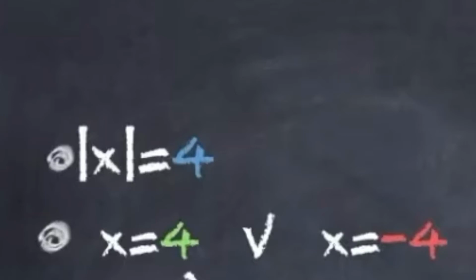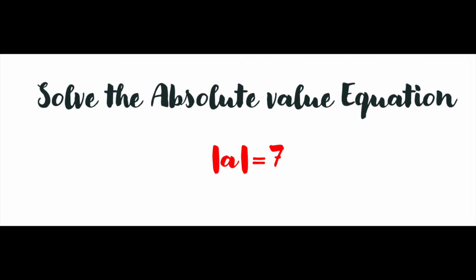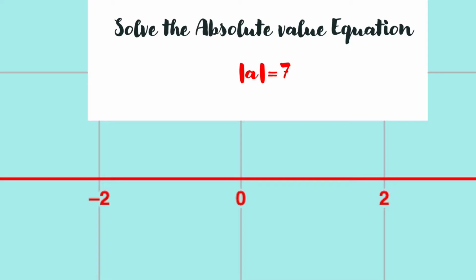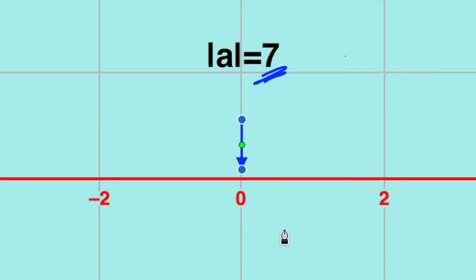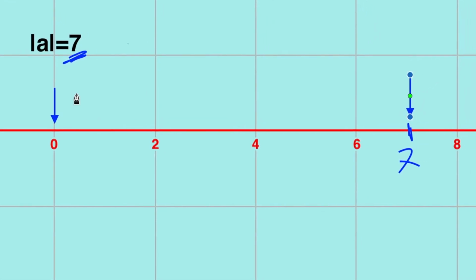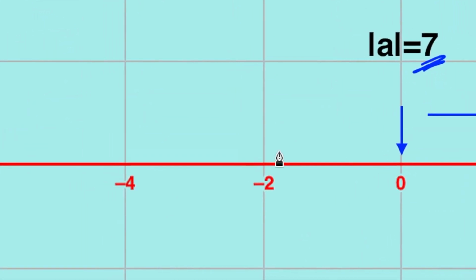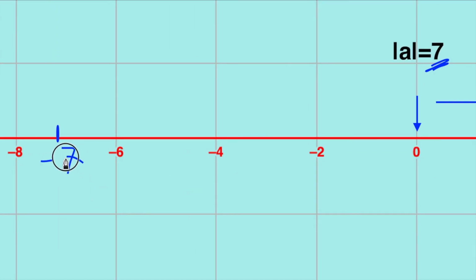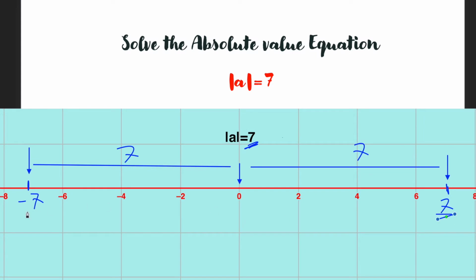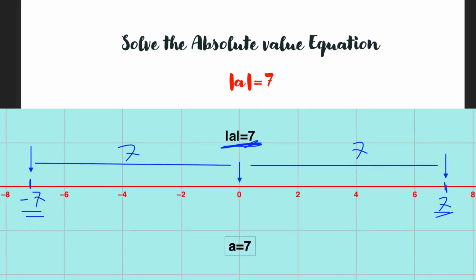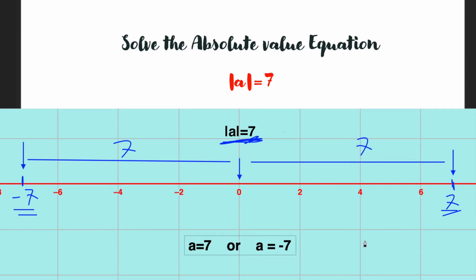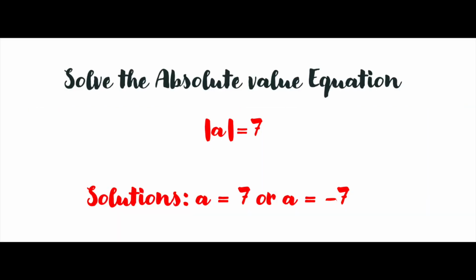Okay, so what are the solutions of the equation absolute value of a equals 7? So we look for the point that is 7 away from 0. It is the point on the right, 7 units away, and on the left as well. Negative 7 is 7 units away from 0. And that's why this equation has two solutions, 7 and negative 7. So we write absolute value of a equals 7. Solutions are a equals 7 or a equals negative 7. Now let's have more examples on solving equations with absolute value.